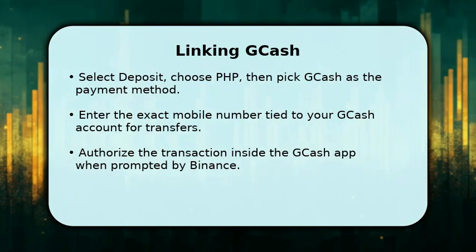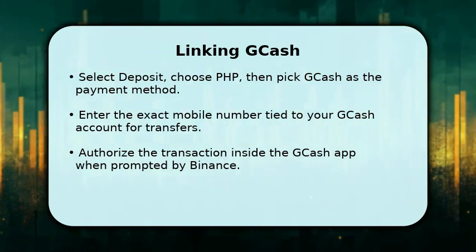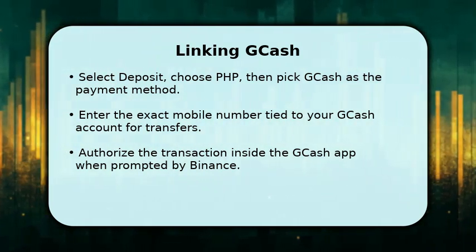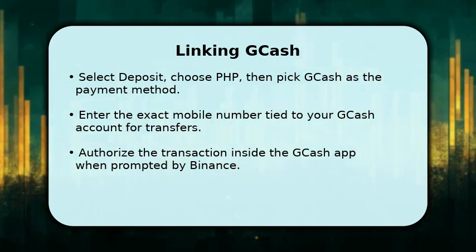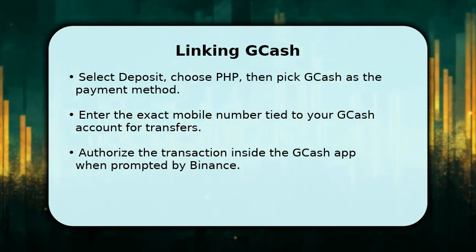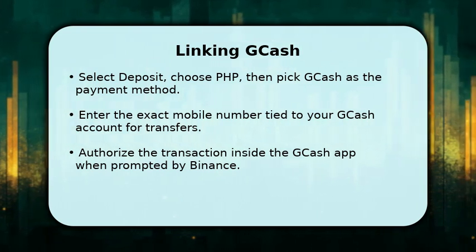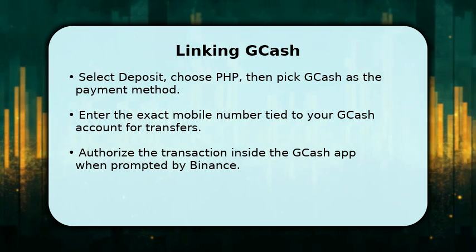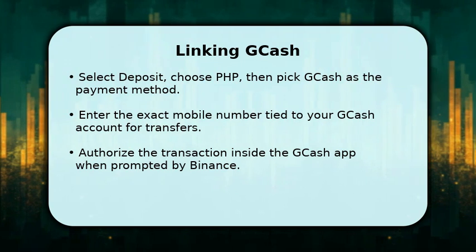Start by selecting Deposit in Binance, then choose PHP and pick GCash as the payment method. Input the exact mobile number linked to GCash, double-checking digits to avoid mistakes. Binance will prompt a redirection to GCash for authorization. Approve the payment and confirm the OTP if required. Once authorized, wait for the deposit notification and verify your Binance balance shows the credited amount before trading or withdrawing.